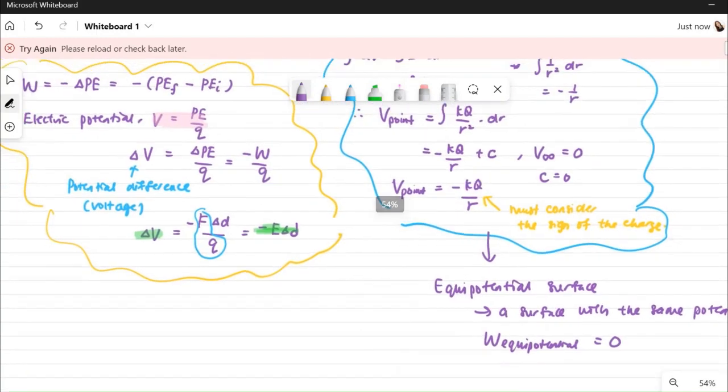So we can refer back to here. Potential difference is equal to the negative work done per unit charge. So for an equipotential surface, the surface has the same potential, therefore there's no potential difference, and the work done along the equipotential surface is equal to 0.